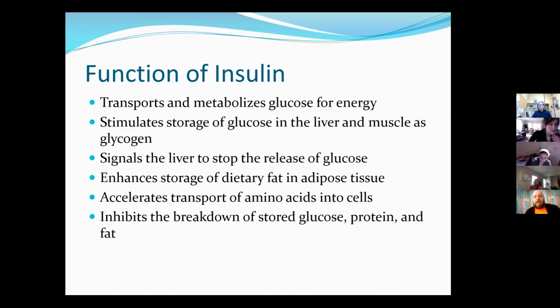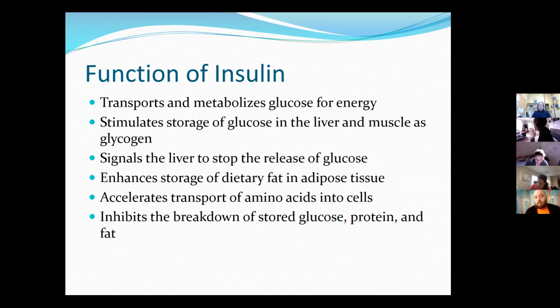Sorry, what do you mean by enhances storage? By that, I mean that insulin contributes, if the cells are getting enough glucose, insulin is part of the process where the extra glucose is converted into dietary fat and stored. So does it make that process just more efficient? Yes. Exactly. Thank you.